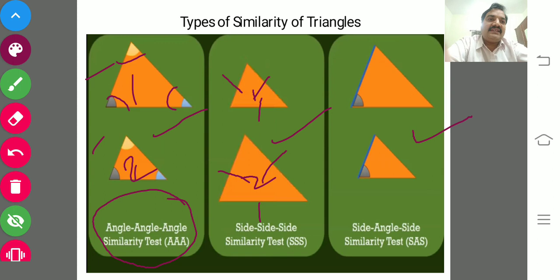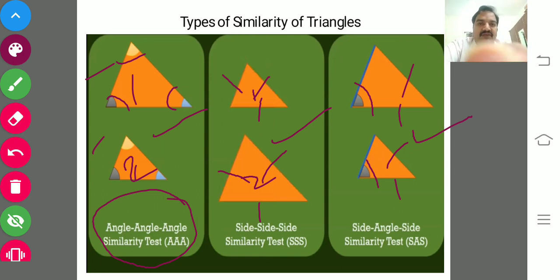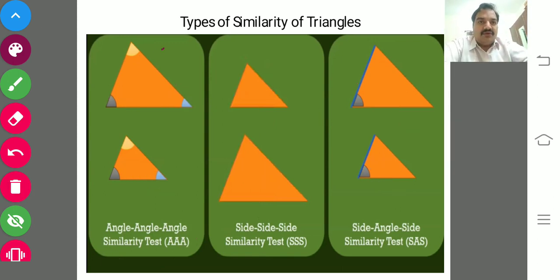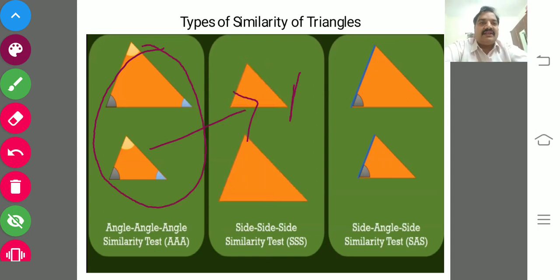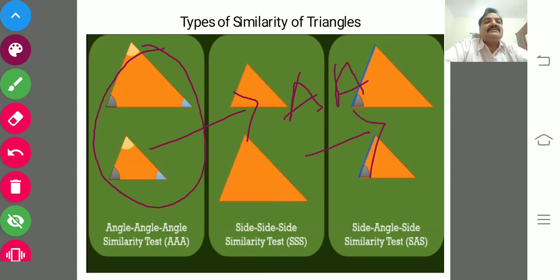Now if two sides are in proportion as well as one angle is equal, so this angle is equal, and these two sides are in proportion, it leads to the SAS property. So in these properties, you need not go for the AAA property. If you find AA, automatically the third angle will be equal by the angle sum property of a triangle. All of these we have discussed in the basic video I uploaded previously. I hope you could understand.